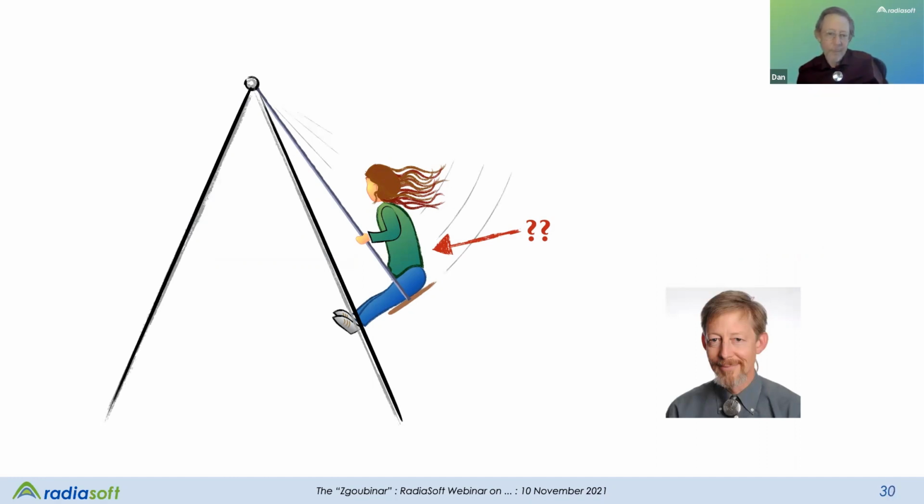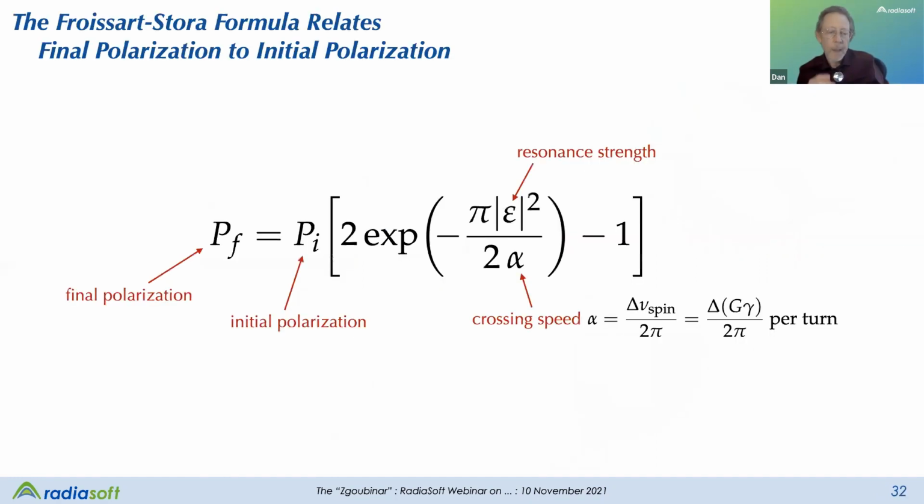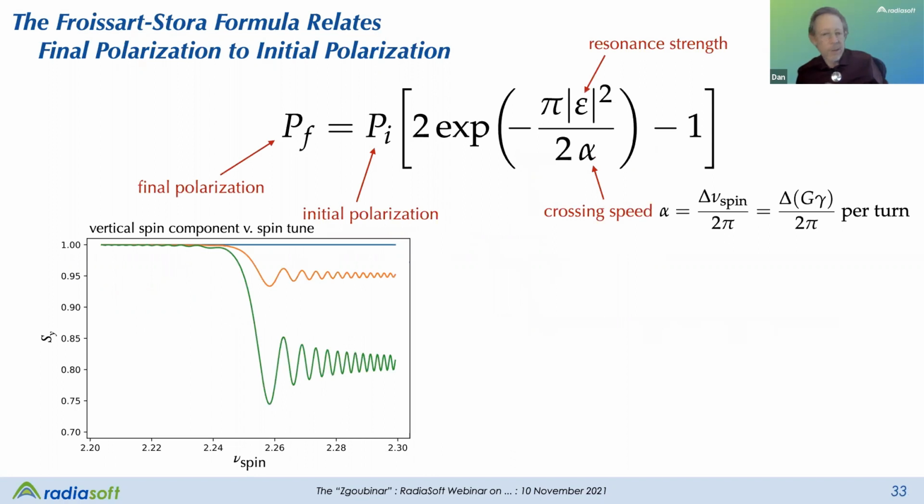Oops. The Froissart-Stora formula shown here makes this quantitative by relating final polarization to initial polarization in terms of the resonance strength, epsilon, and the speed alpha at which one crosses the resonance. The graph here shows what happens to particles crossing such a resonance.